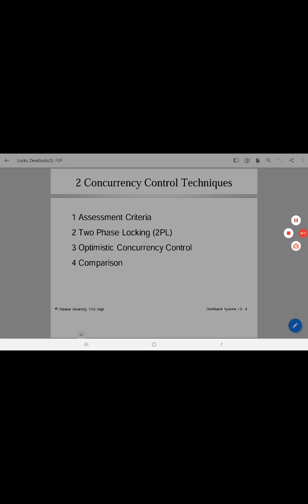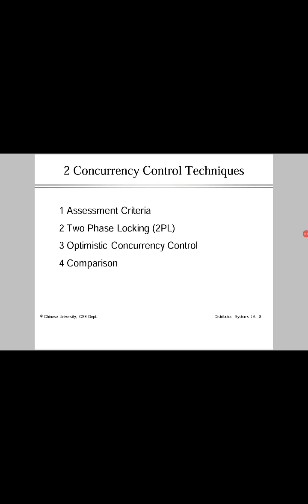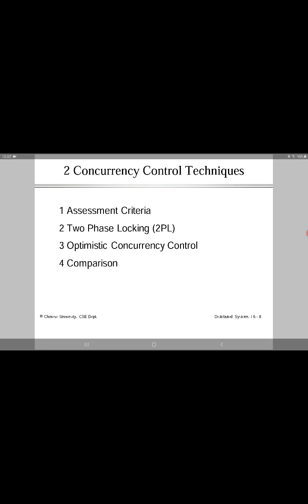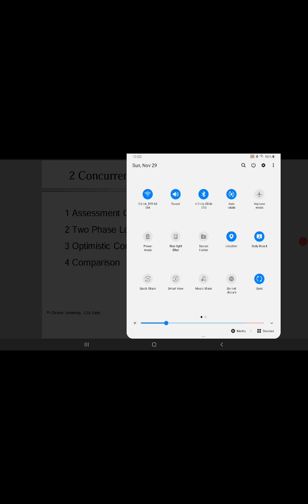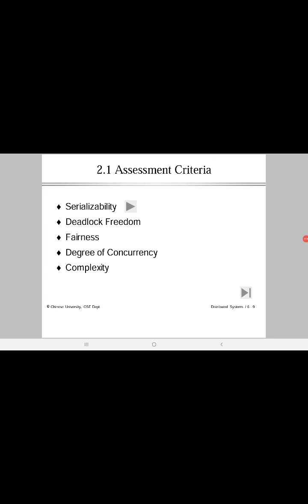So what is concurrency control and concurrency control techniques, deadlocks, locks and deadlocks, different types of locks or different types of deadlocks, and how to prevent deadlock. Let us discuss these once.